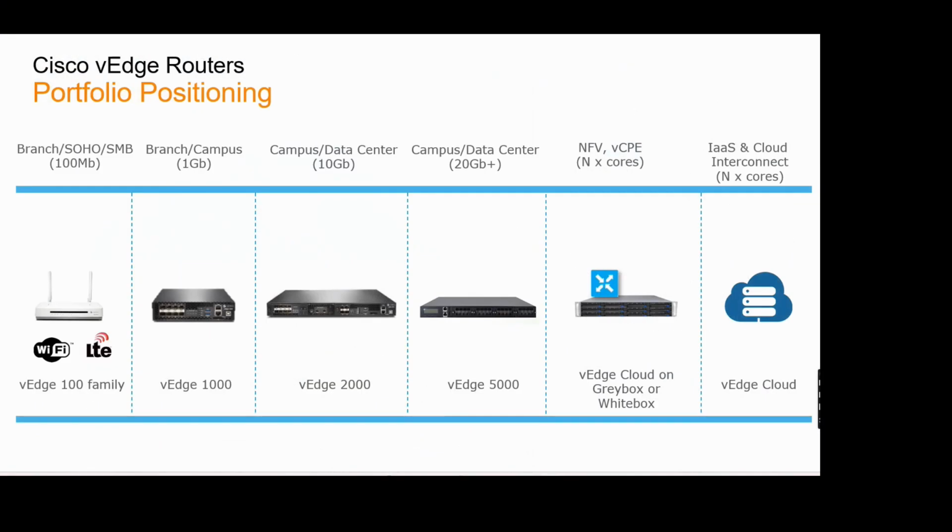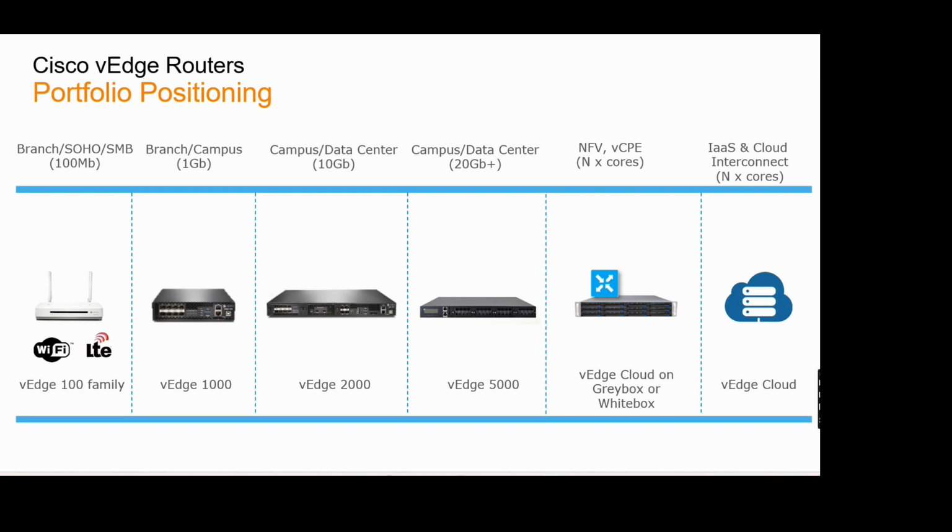Okay, so these are the models. The vEdge 100 family. In the 100 family there are different models like 100B, 100M. So basically it depends on your requirement. Some have a Wi-Fi antenna, some do not, and there is a capacity also.